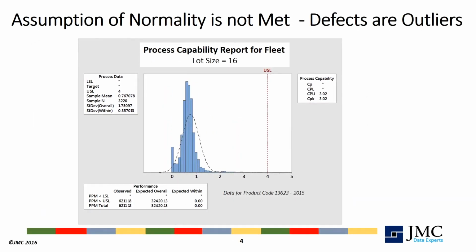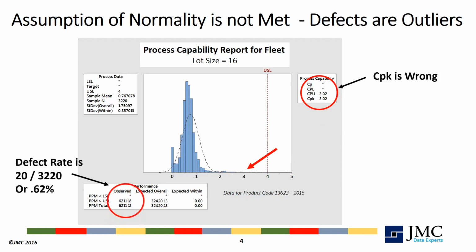However, in the case of our filter manufacturer, we see the distribution of their data is not normal. The problem is contamination levels that are flyers above the main body of the data. This leads to inaccurate conclusions. For example, the CPK of 3.02 implies a parts per million defect level when the observed defect level is actually 0.62%. But all is not lost. We can still develop a non-parametric acceptance sampling plan based on the data we have.